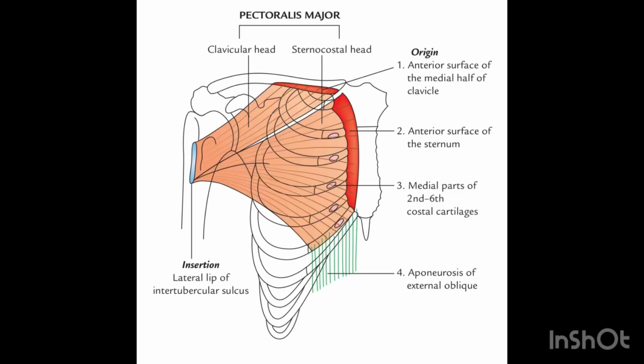And what is the nerve? The nerve supply is the lateral and medial pectoral nerve, which is from C5 to T1. But both of them come from different places. One comes from the lateral cord, one is coming from the medial cord.